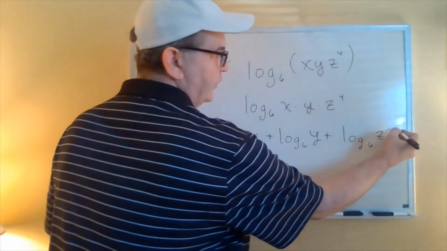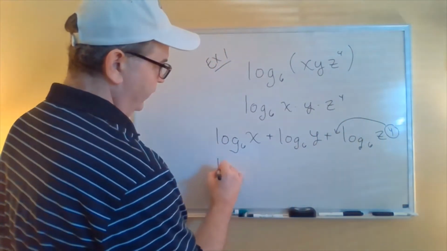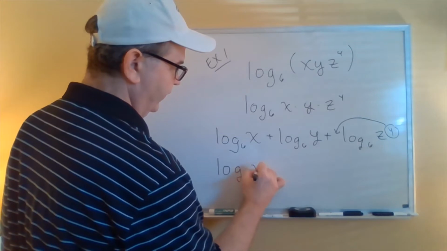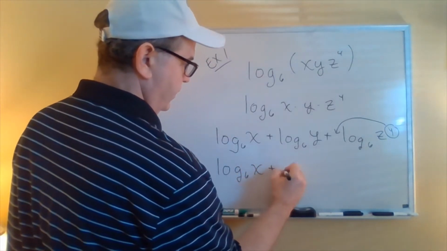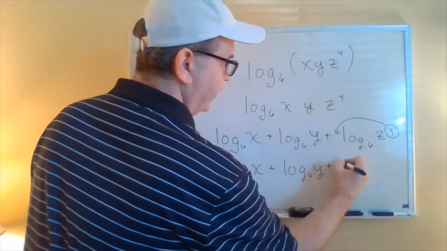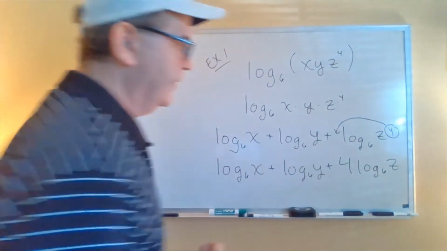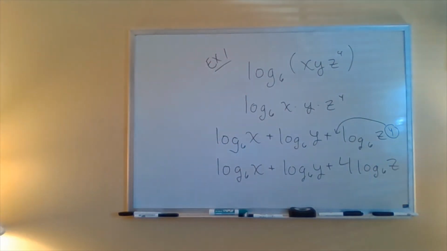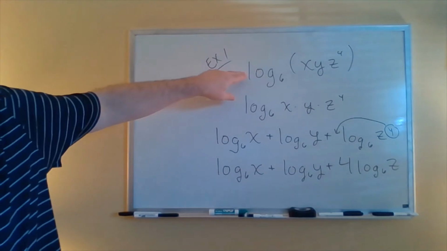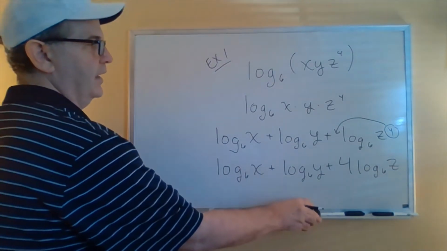Here is where we can use that power property. I'm going to take that exponent and move it out front. So I'm going to end up with log base 6 of x plus log base 6 of y plus 4 times the log base 6 of z. And that would be our answer in the expansion of the original log here. So log base 6 of x plus log base 6 of y plus 4 times log base 6 of z. So let's look at another example here.